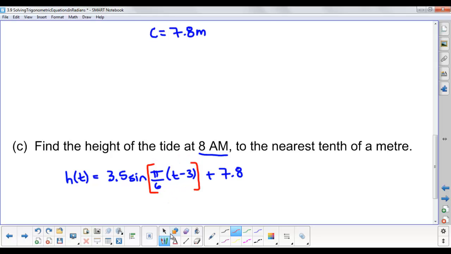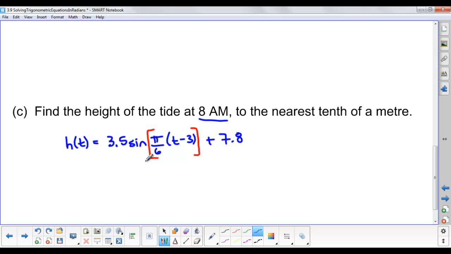Okay. So the question says find the tide at 8 a.m. The equation is given to us as time after midnight, so 8 a.m. is 8 hours after midnight. So we're really just trying to find h at 8. So wherever we see a t, we'll fill in with an 8.